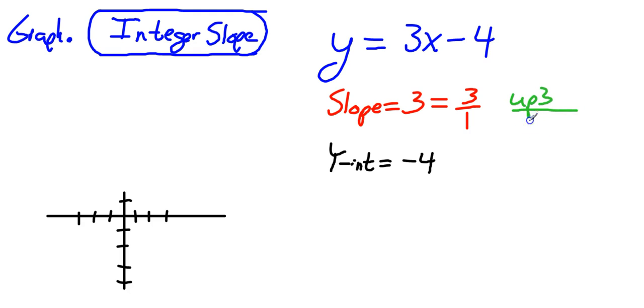Again, up 3 and then 1 to the right. And you're going to start at -4. So 1, 2, 3, 4. So you're going to start at -4, up 1, 2, 3, 1 to the right. That would put you right there.